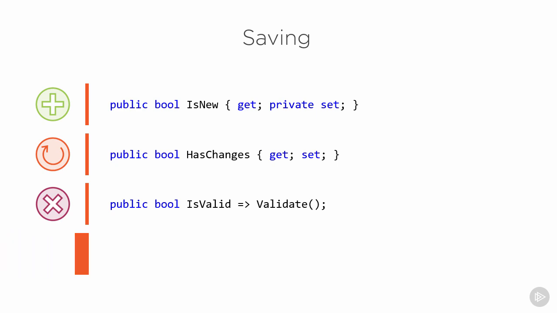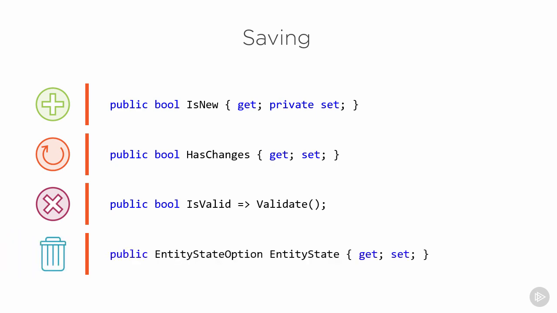What if the user deleted the item? It is normally good practice not to actually delete any data, especially if that data is related to other data in the application. For example, an order is associated with a customer. If the customer is deleted, the order can't be displayed. Instead, add an entity state property to track whether an item is active or deleted. So every entity needs another property, entity state.